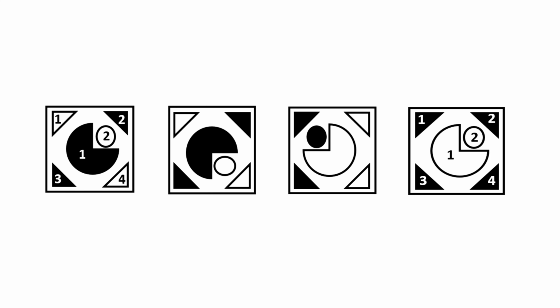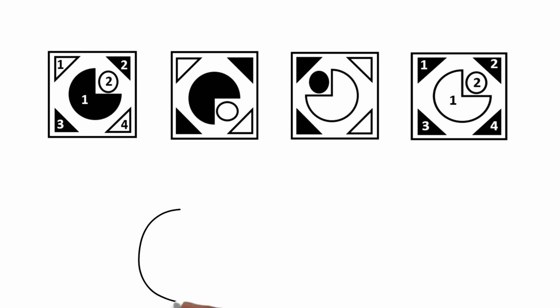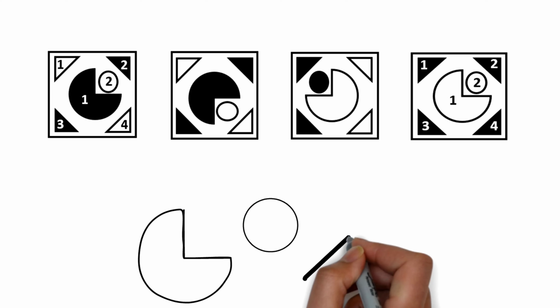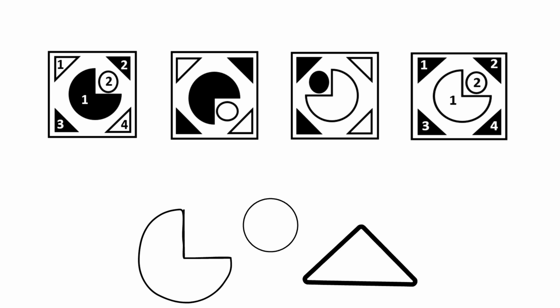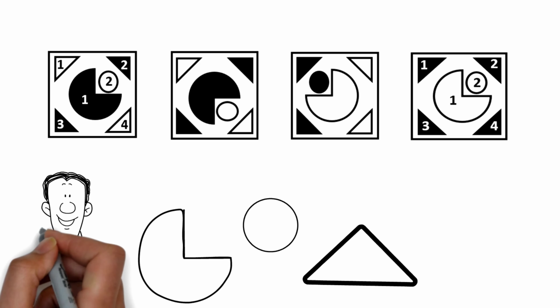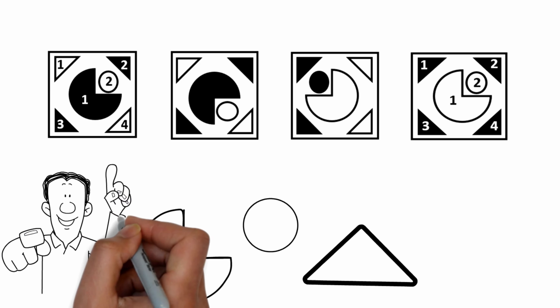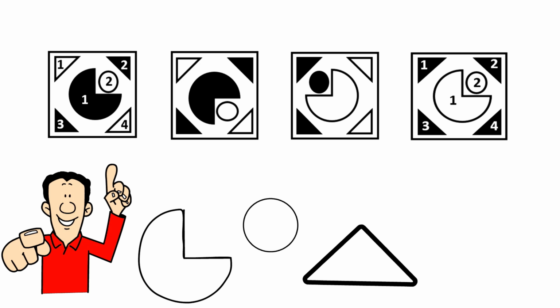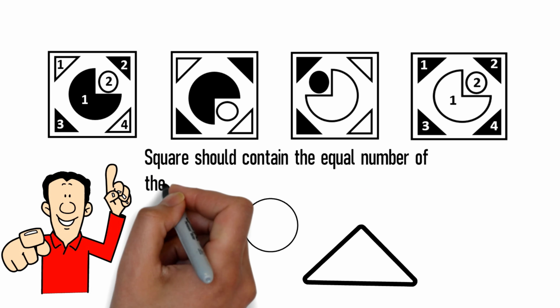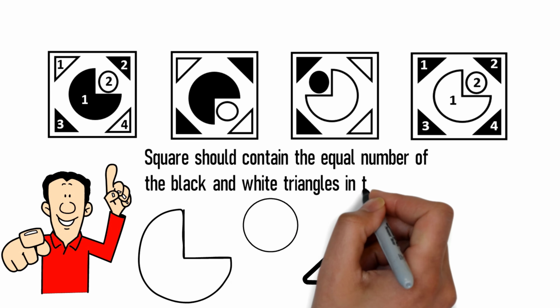Because there are 2 shapes present in this question, triangles and circles, you should try to detect a pattern among triangles and then among circles. In this particular question, there is only one pattern, among the triangles. But there are some sophisticated questions on the test which might include patterns for both shapes. In this particular case, the pattern is that the square should contain an equal number of black and white triangles in the corners.